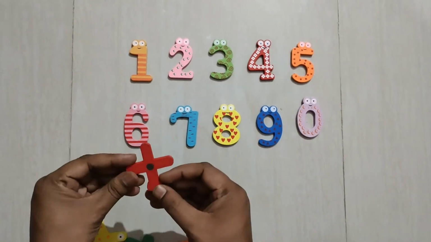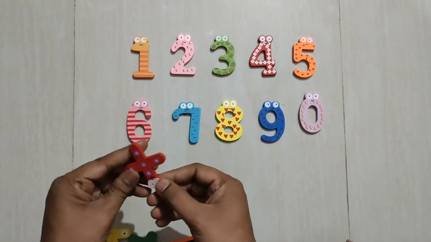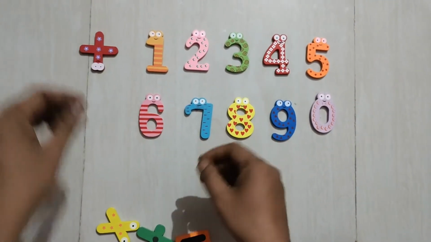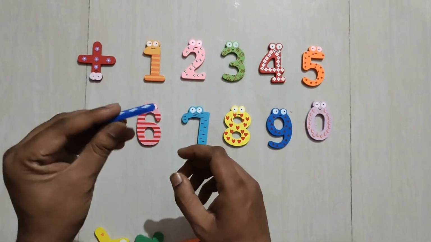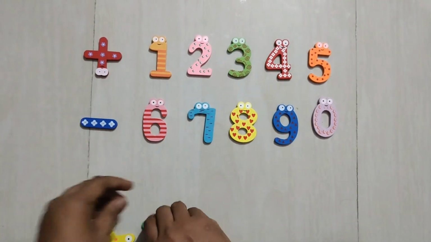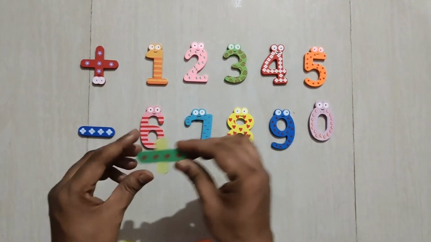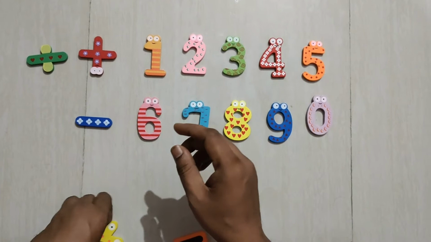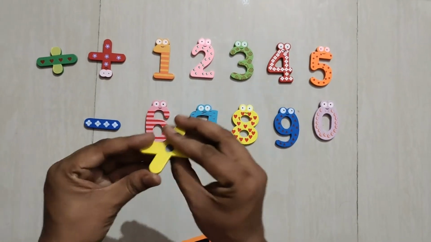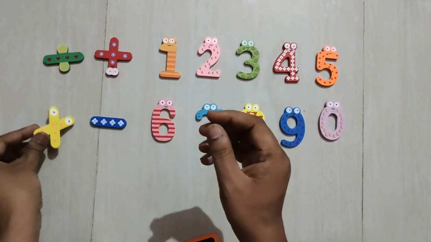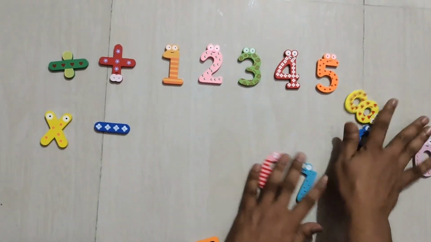So what else we have? This is plus. This is for minus. This is for division. And this is for multiplication. So how it works, what you need to do.